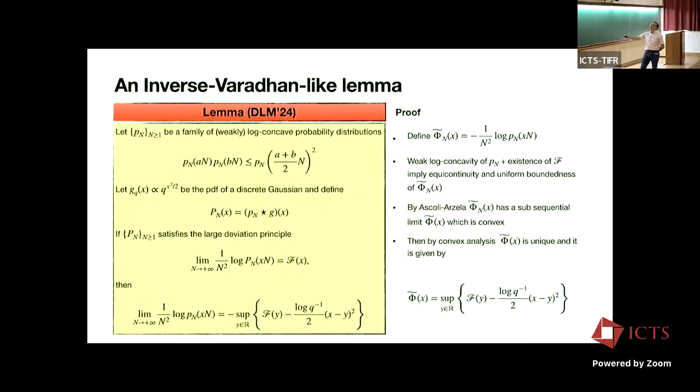So if you have a family of weakly logarithmically concave probability distributions, such that their convolution satisfies a large deviation principle, then this is enough to imply that the family of probability distributions, which was log concave, also has a large deviation principle, and its large deviation rate function is given by the infimal deconvolution of the rate function f of the convolved process, minus a parabola.